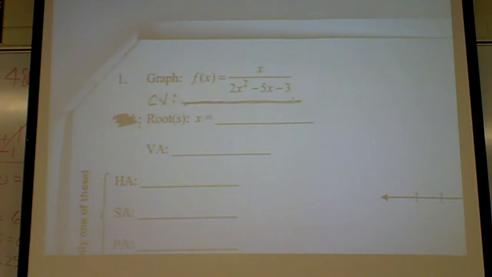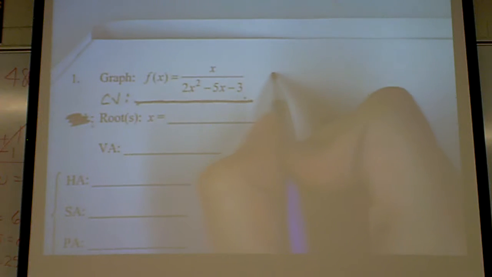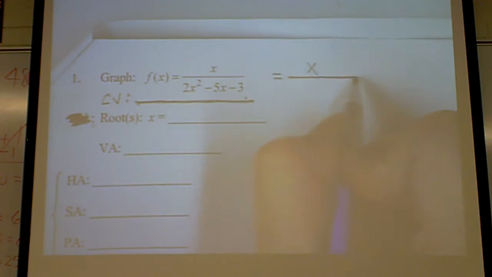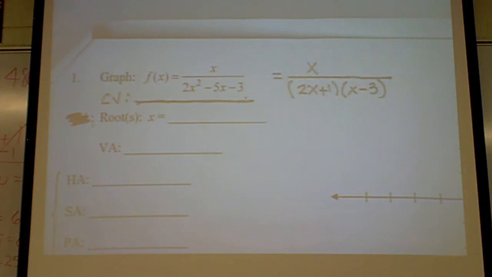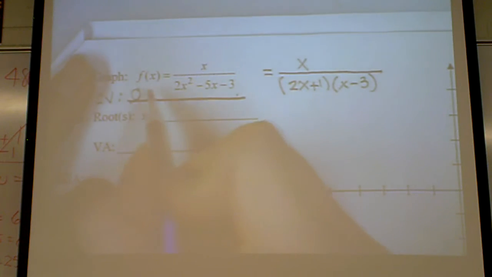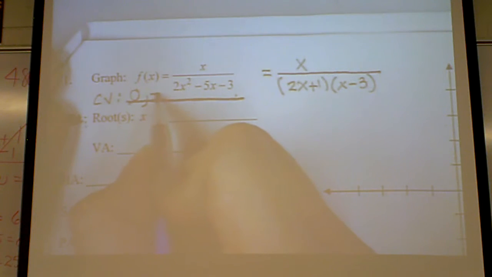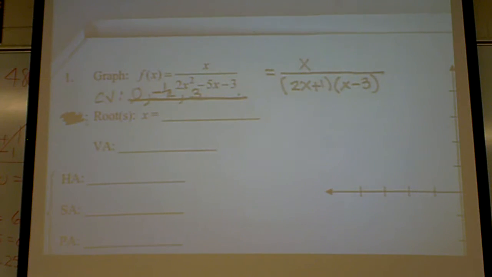You have to factor the denominator. Does everyone know what she's doing right now? She's factoring the denominator. So the critical values are where there's going to be a change in your graph, where the numerator and or the denominator is 0. So all your critical values are 0 for the numerator, put a 0, put negative 1/2 and 3. You're gonna use those three numbers.